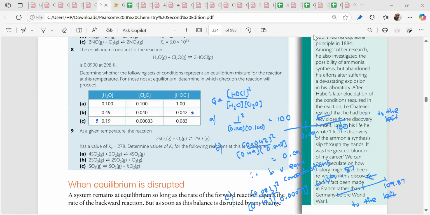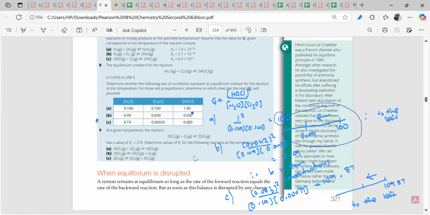Can you hear me? 100. Yeah, 100, right? Perfect. You have to write it like this. Wonderfully done. Just remember this Le Chatelier's principle concept, I'm telling you again.